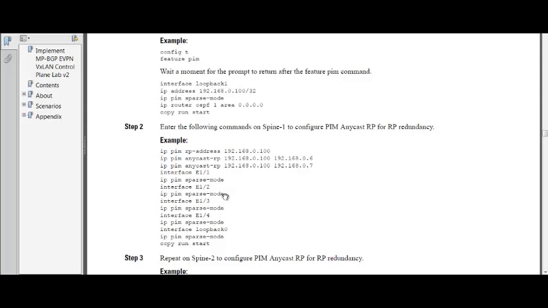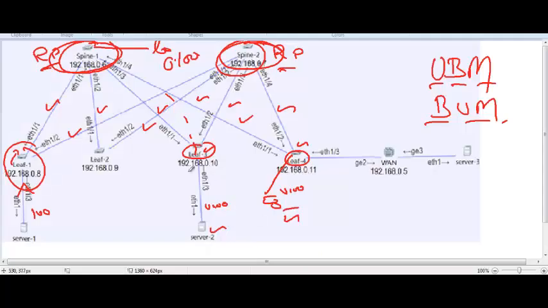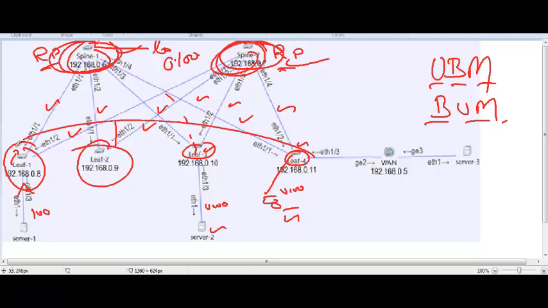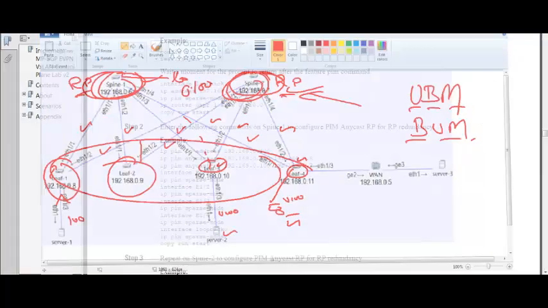Where will we meet? Somewhere in the middle, right? So I cannot make this leaf a rendezvous point. You can make it, but it won't be good. Spines are the ones I can make the rendezvous point. So I make these two the rendezvous points, and I go to all these leaves and say the address of these RPs is a rendezvous point. That's what you see here.